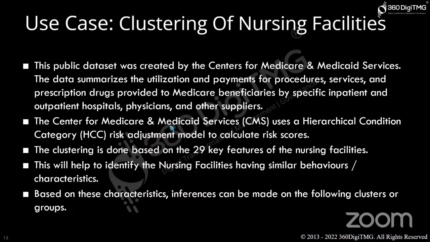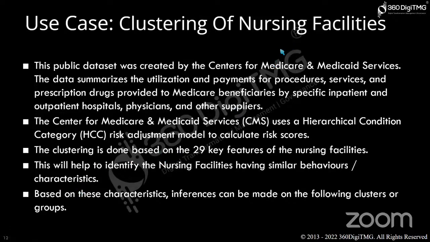The Centers for Medicare and Medicaid Services, CMS, uses a hierarchical condition category for risk evaluation, known as the HCC risk adjustment model. It uses this HCC to calculate the risks involved in each of these facilities. In our data set, we'll be using around 29 key features to cluster the nursing facilities. I'll show you all the key features we have used. This will also help identify nursing facilities that have similar behavior or characteristics. Based on these characteristics, we'll make inferences on the following groups or clusters.